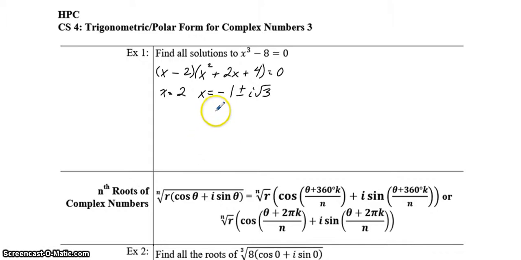Okay? Let's just, for our own curiosity, go ahead and graph these on the complex plane. 2, 0 is right here. Negative 1, square root of 3 is somewhere about here. Negative 1, negative square root of 3 is about there.